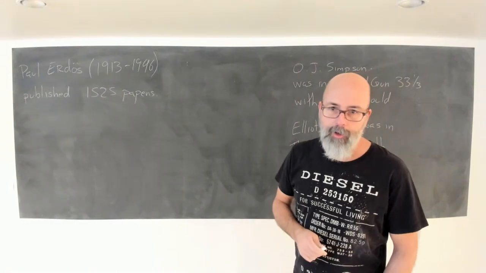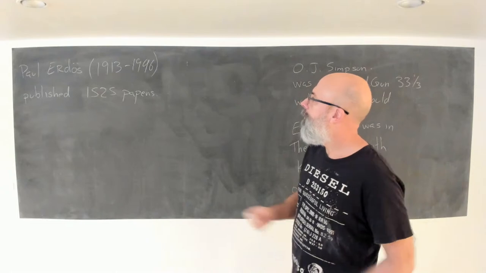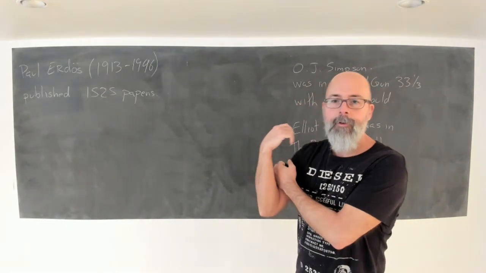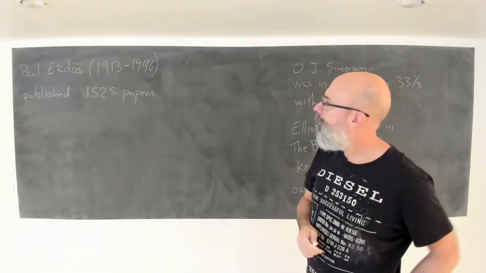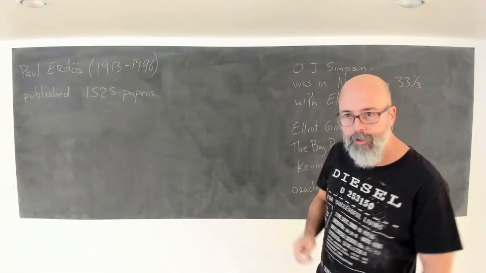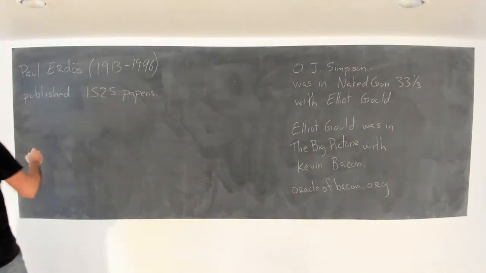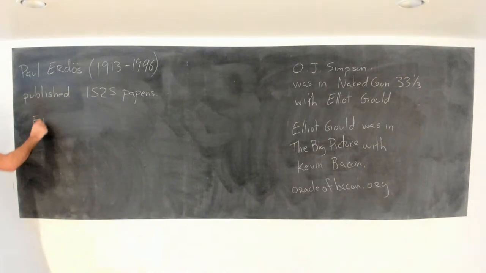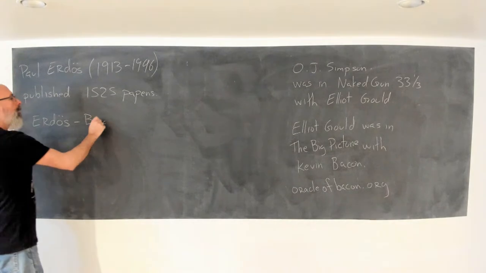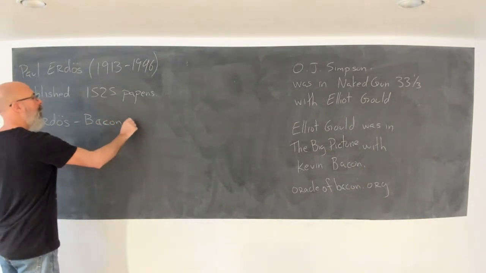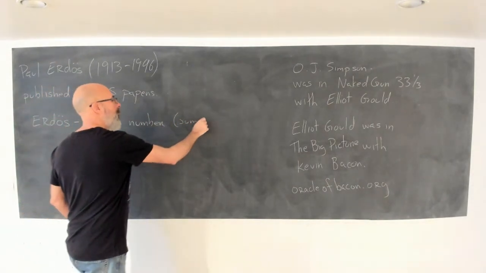Well, of course, I'm not going to ask you anything about Bacon number or Erdős number. What is very interesting, though, is the Erdős-Bacon number, which is the sum of the two.